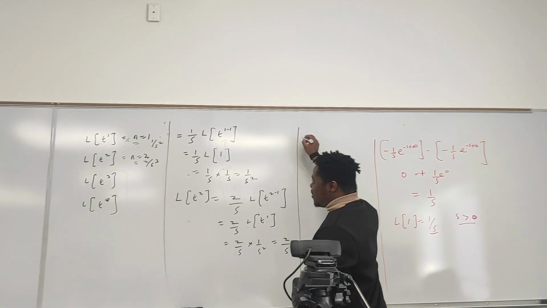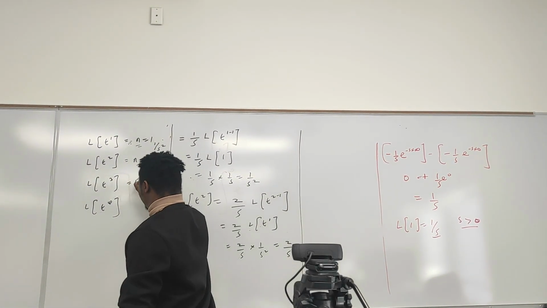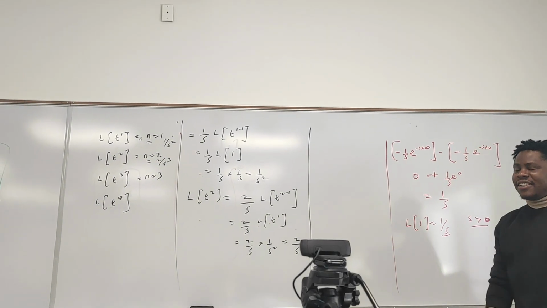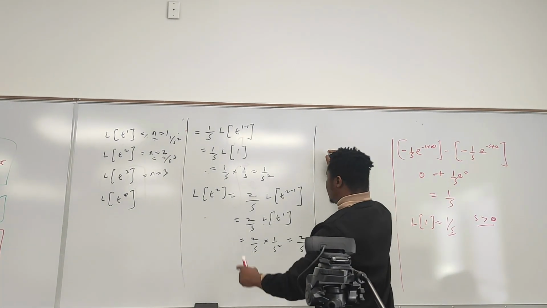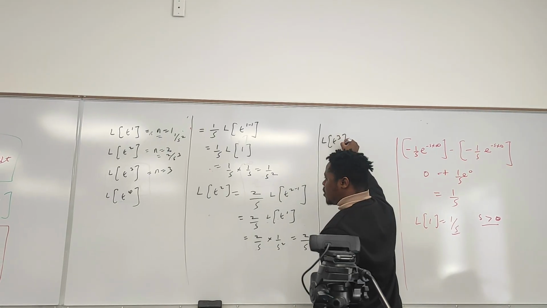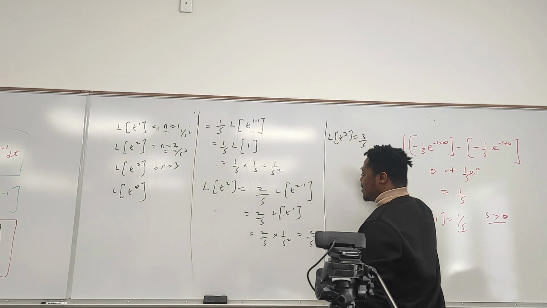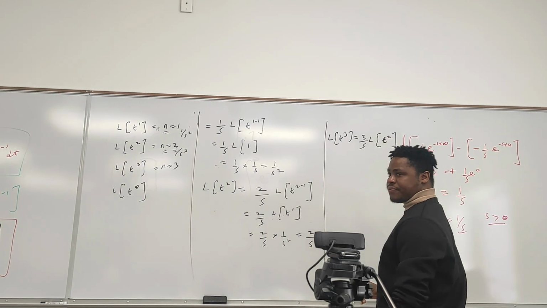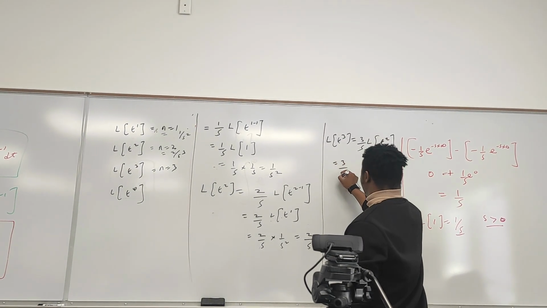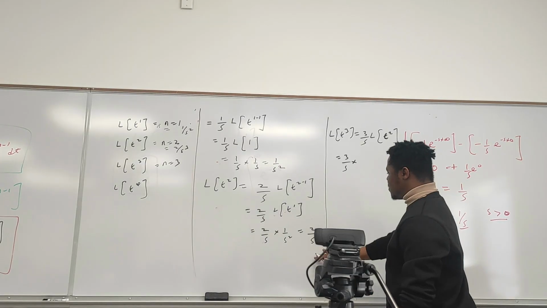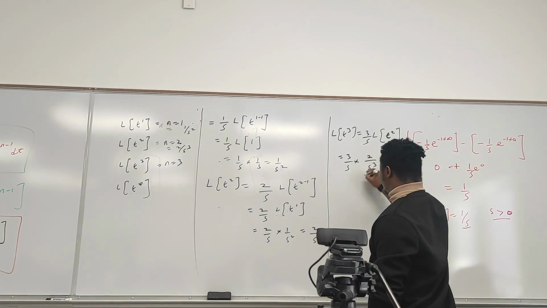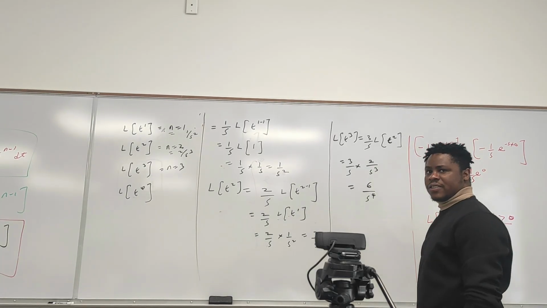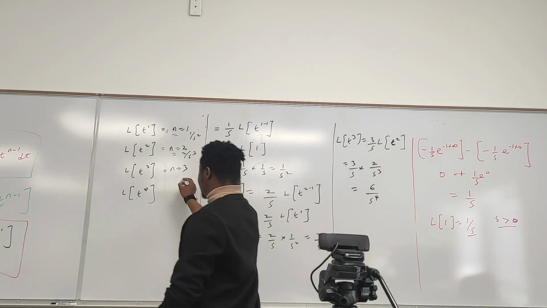For Laplace of t raised to power 3, our n is 3. If our n is 3, it becomes 3 over s, Laplace of t raised to 3 minus 1, which is 2, so Laplace of t squared. That becomes 3 over s times Laplace of t squared, which is 2 over s cubed, right? That will become 6 over s to the fourth. Is that correct? Okay.